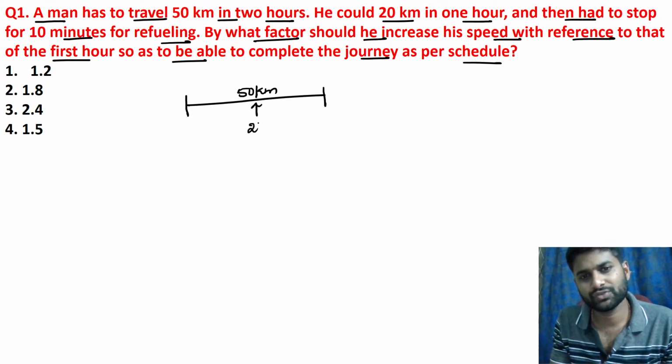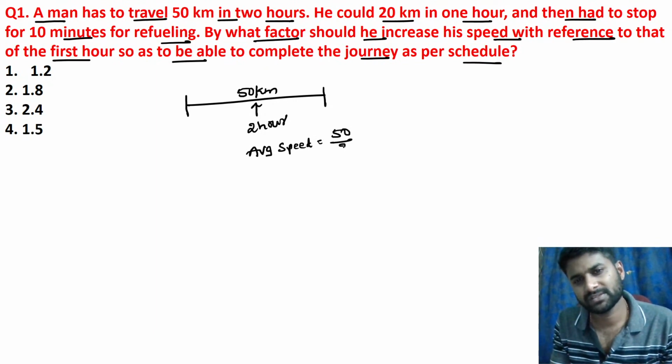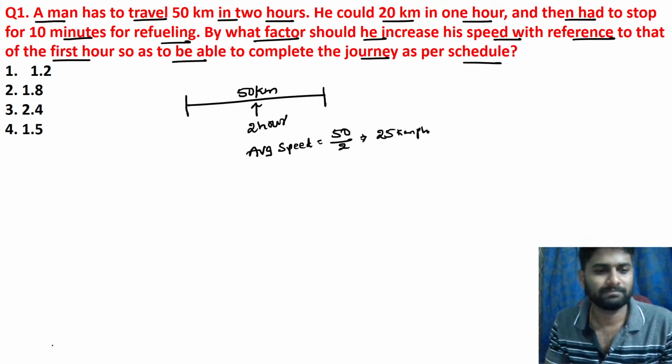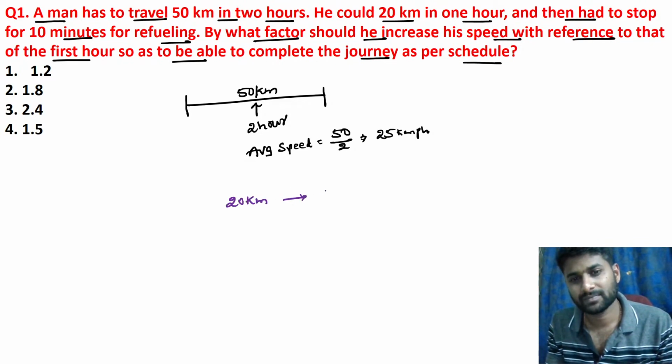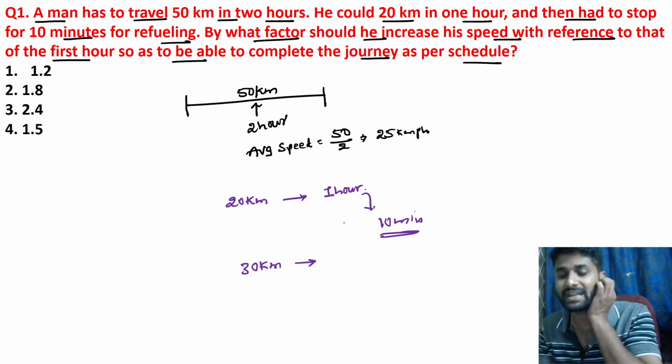A person covers it in 2 hours. If you want the average speed, it is exactly 50 kilometers in 2 hours, which equals 25 kilometers per hour. But our question is not related to average speed. The question is related to the first 20 kilometers, which the person travels in 1 hour. Next, the person takes 10 minutes for refueling. Now, for the remaining 30 kilometers, the person needs to reach the destination at the exact time.